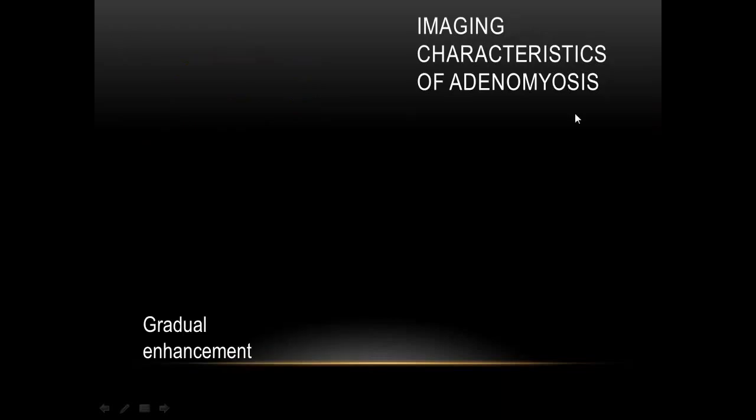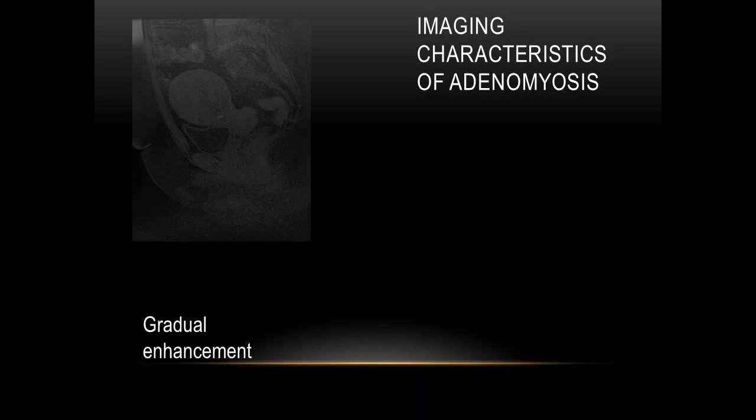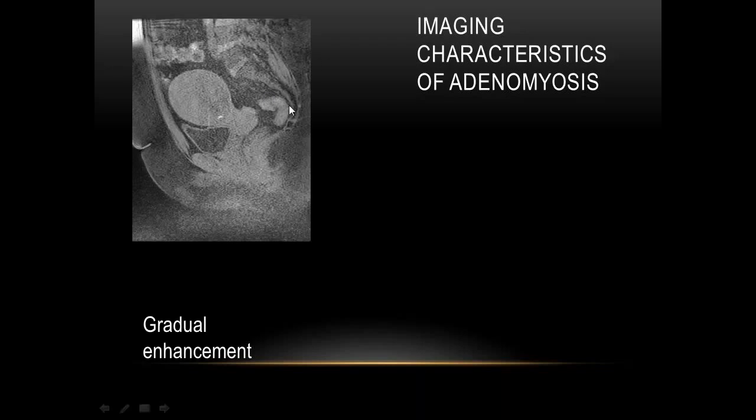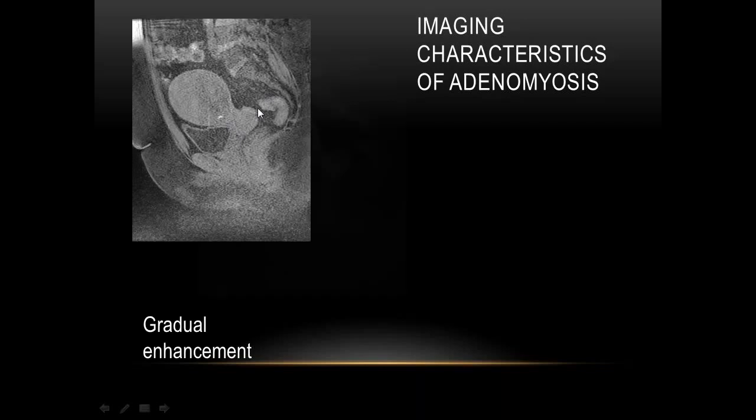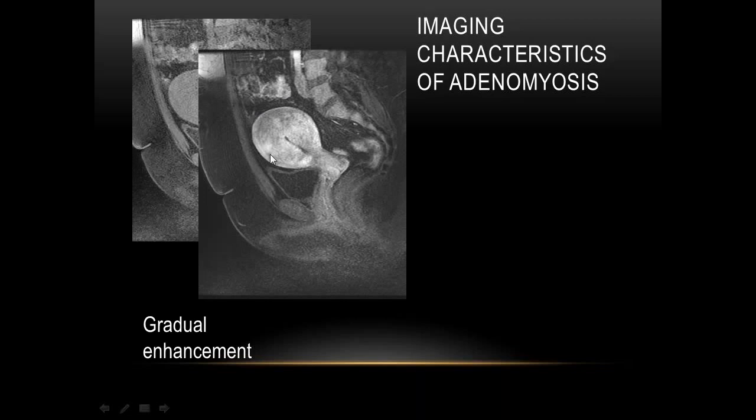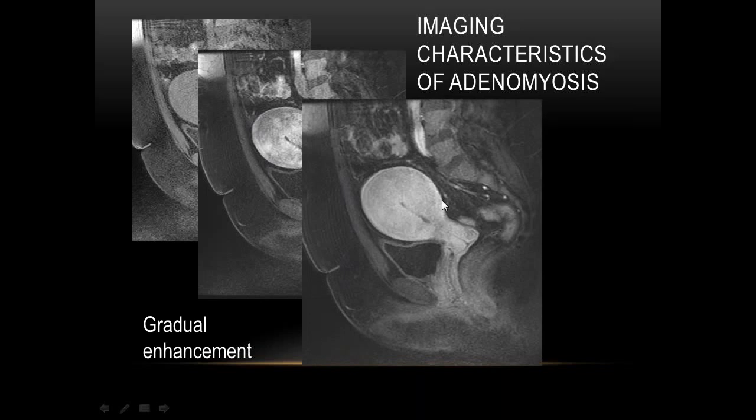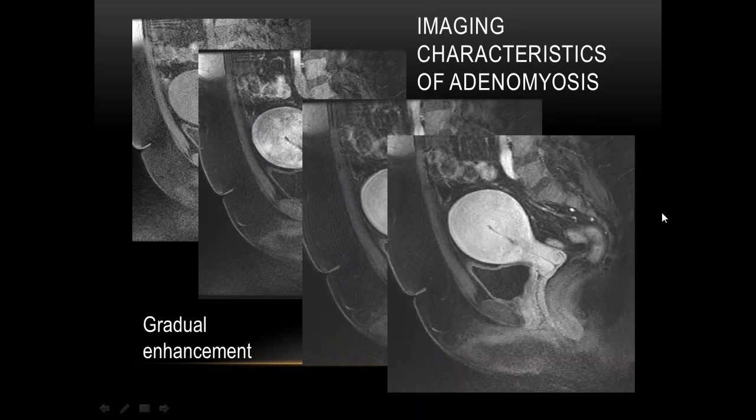There are imaging characteristics specific to adenomyosis which help us make the diagnosis. One is being gradual enhancement. This is our T1 fat-sat LAVA pre, and incidentally you see a T1 bright. This is blood products within a portion of the ectopic endometrial gland. And as we can see, it gradually enhances less than the surrounding myometrium. Here we go.